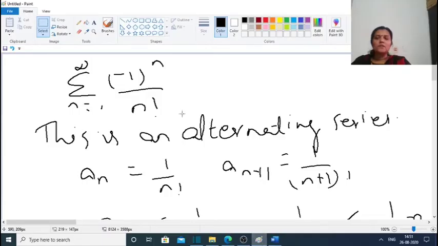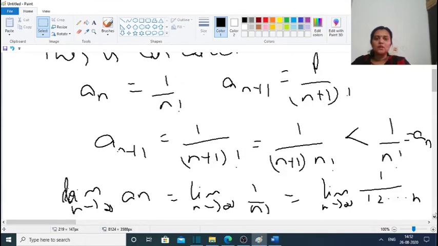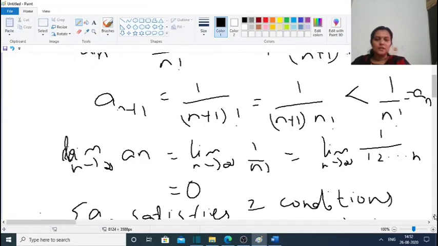Next we have a problem. Show that sigma n equal to 1 to infinity minus 1 raised to n by n factorial is convergent and find the sum up to 3 decimal places. So this is an alternating series where an is equal to 1 by n factorial, and an plus 1 is equal to 1 by n plus 1 factorial, which is equal to 1 by n plus 1 into n factorial, which is less than 1 by n factorial equal to an. That is, an plus 1 is less than an.